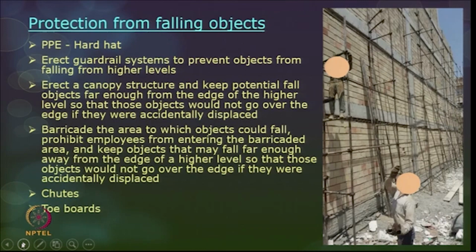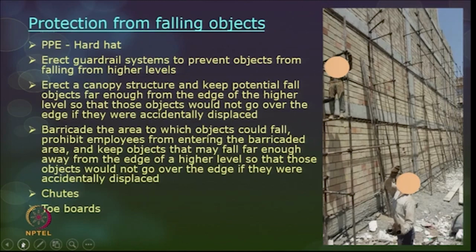Next, protection from falling objects. Always try to wear a hard hat. PPE is compulsory. Wear a hard hat when you are passing by a place where there is a hazard of falling objects. Erect guardrail systems along with a debris net so that objects do not fall from higher levels. Erect a canopy structure where there is a public pathway, so that falling objects do not land on the public or on the workers passing below, who might otherwise be hit accidentally.